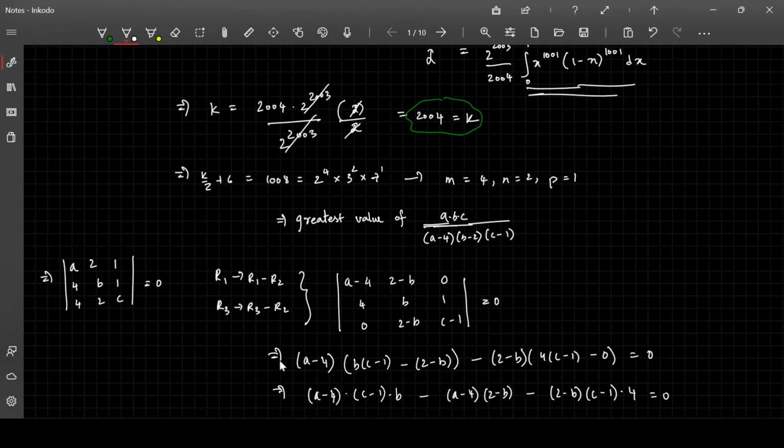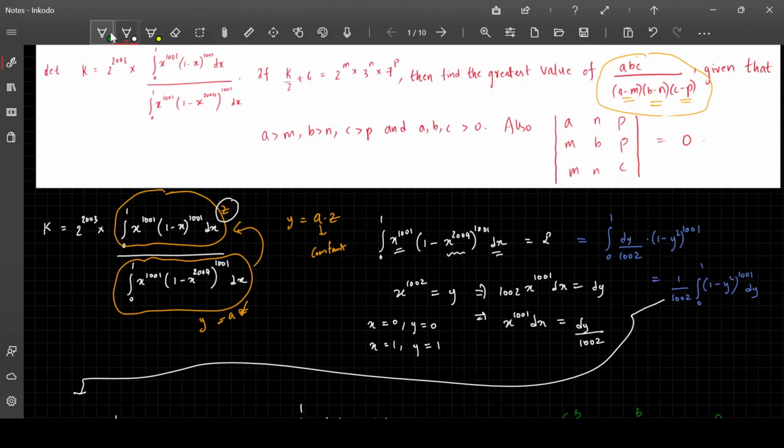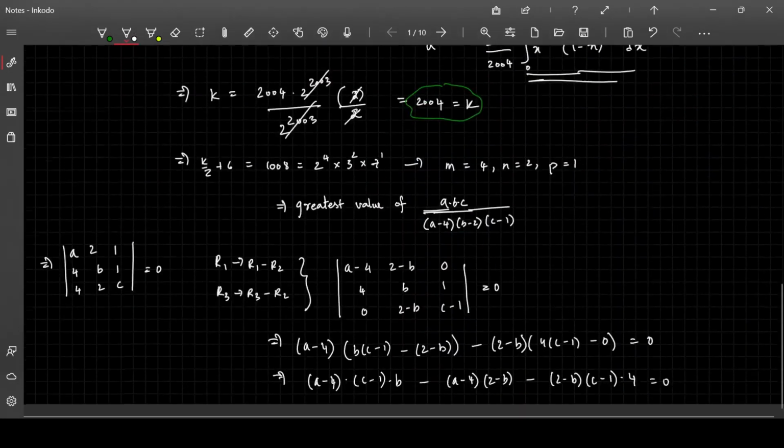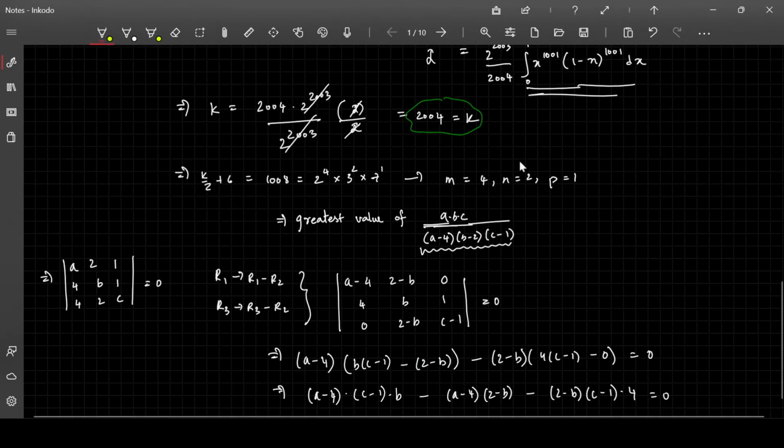Now we need to convert this form into the required form. How do we do it? If we carefully analyze this equation, we can divide it by (A minus 4)(B minus 2)(C minus 1), this denominator part, so we can get it into the required form. On doing it, I'll just write here to avoid confusion. We shall use this.